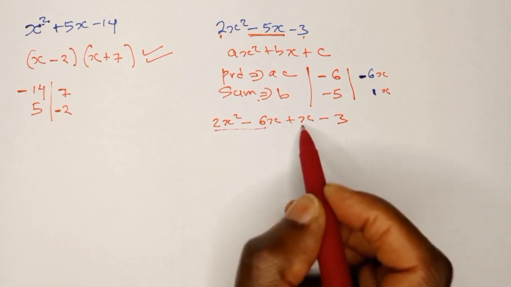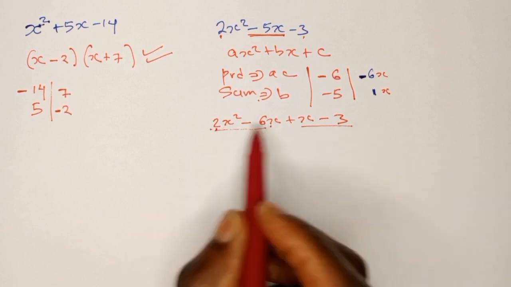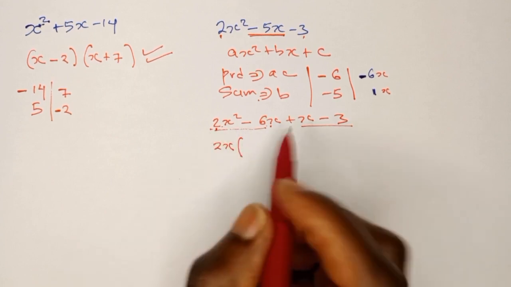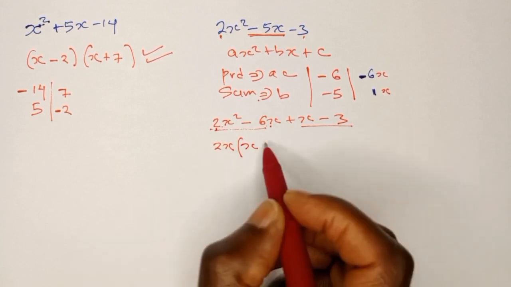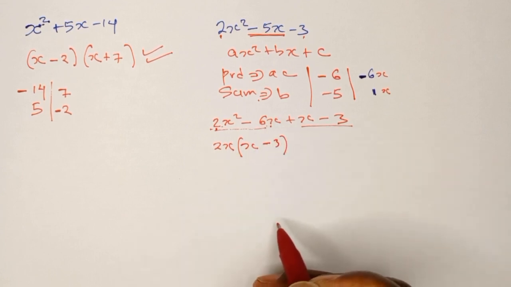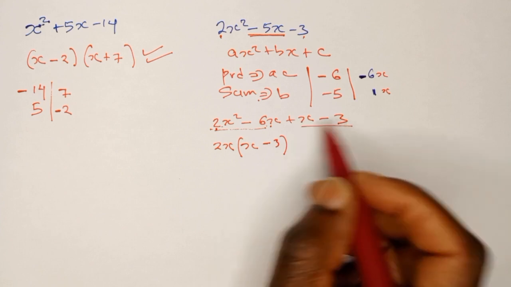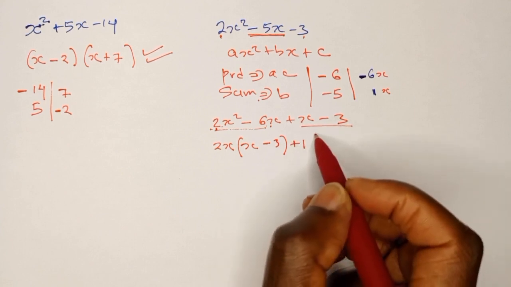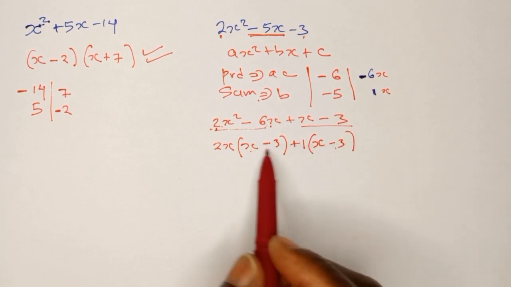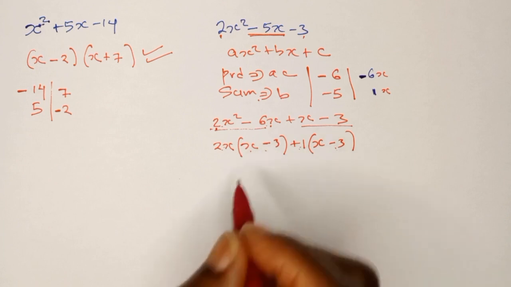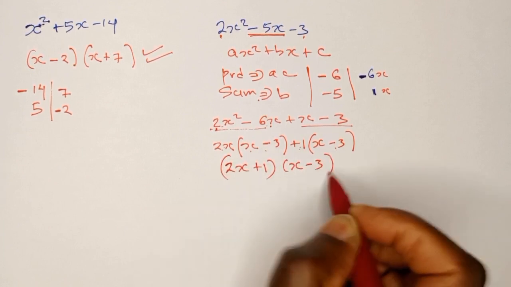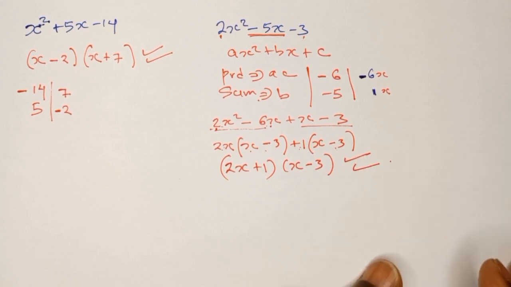Then you group them into 2. Then you find whatever is common between these two. It will be 2x. You factor it outside, so you'll have x inside minus 3, since 2x goes into 6x 3 times. Then for the next one, whatever is common here is +1. You factor it outside, and you're going to remain inside with x minus 3. When these brackets are the same, put them under one bracket. So you'll have 2x plus 1 and x minus 3. And that is how you factorize.